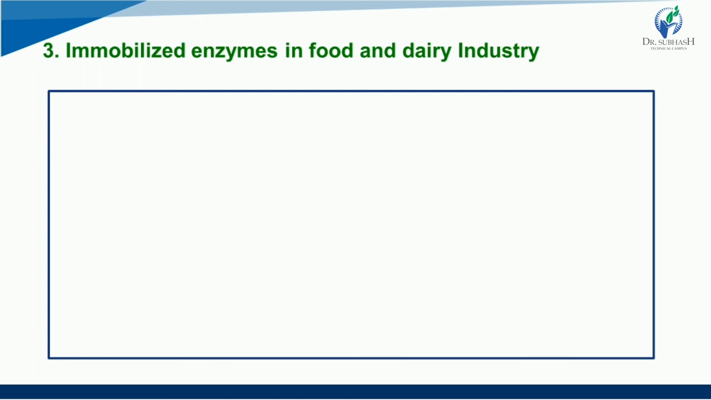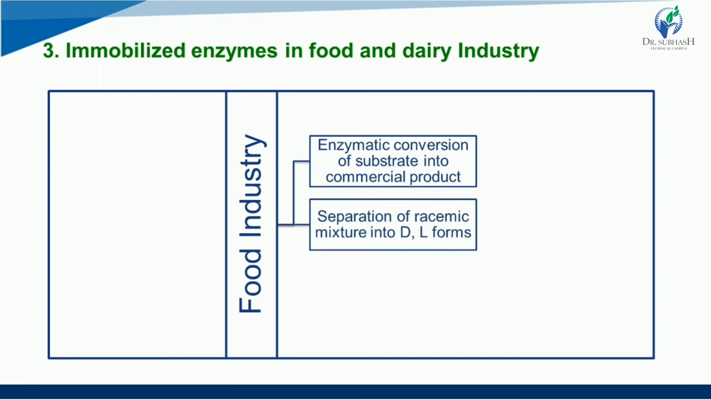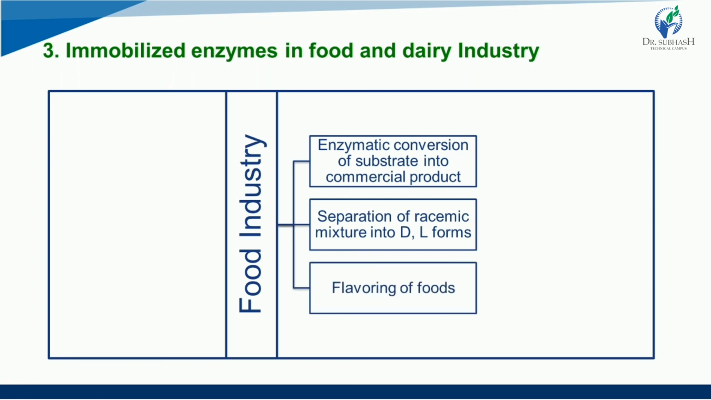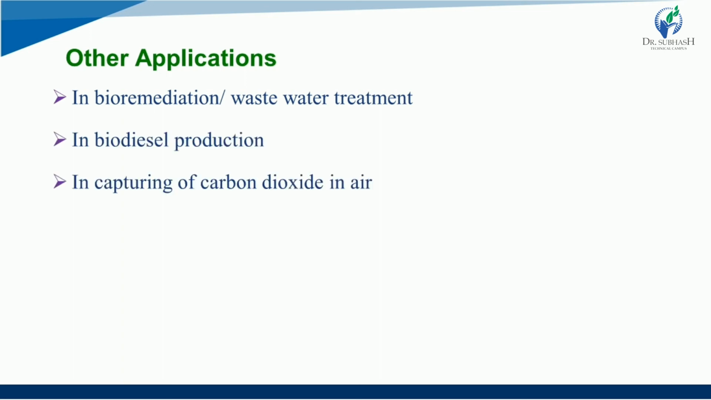Third is immobilized enzymes in the food and dairy industry. In the food industry: enzymatic conversion of substrate into commercial product, separation of racemic mixtures. I hope you know what a racemic mixture means. If you want to separate a racemic mixture into D and L forms, you can easily use immobilization methods. And flavor, to add flavors to the food. Other applications are bioremediation, wastewater treatment, biodiesel production, and capturing carbon dioxide from the air. So these are some of the other applications where you can use immobilization techniques.